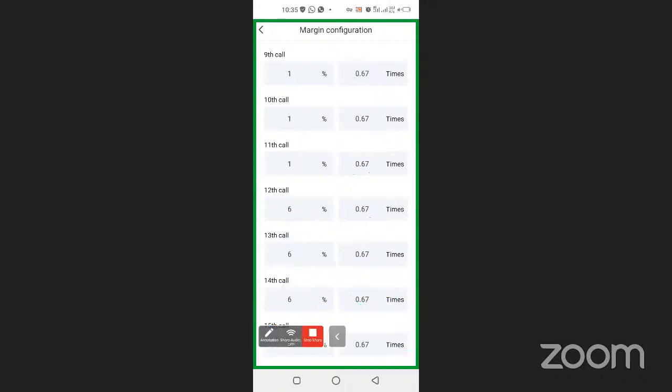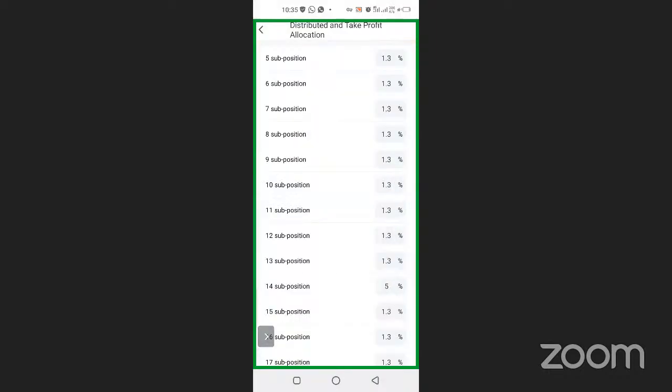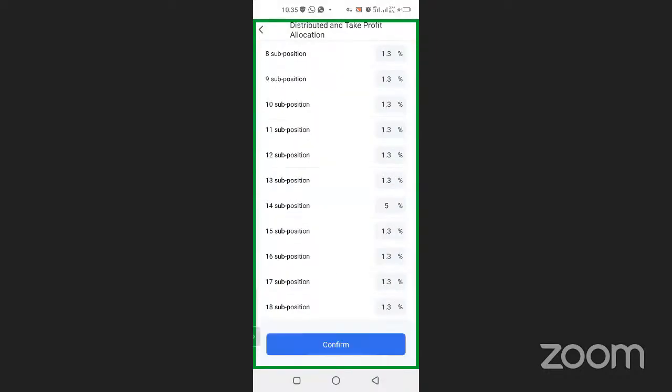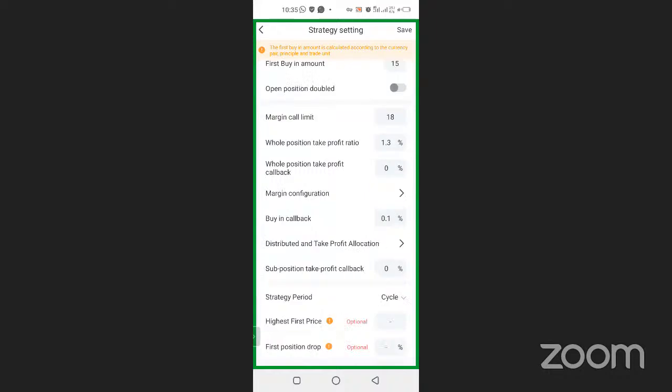Now, the take profit callback is 0.1. The take profit from call number 5 to call number 18 is 1.3. And the buy-in callback, like here, is 0. Now, how much profit can you make?